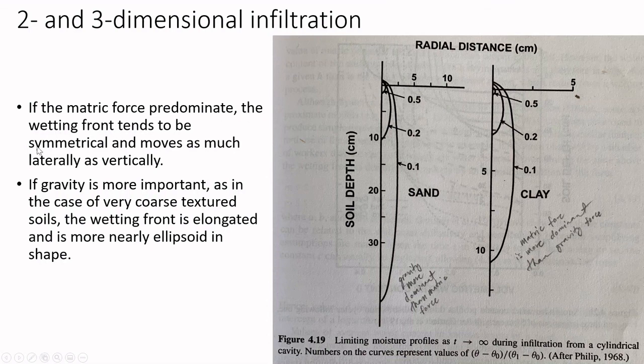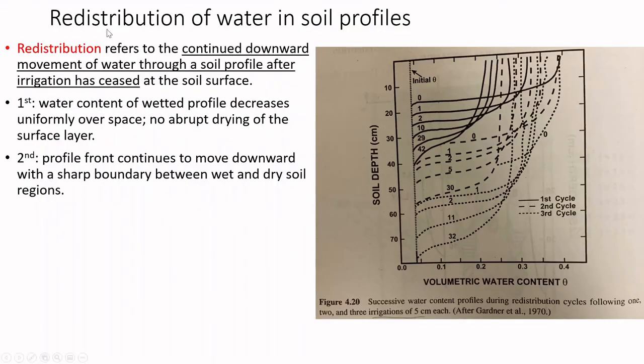So you can say that if the matric force predominates, the wetting front tends to be more symmetrical. So it means the water moves laterally and vertically almost the same amount, because matric force is more dominant in the clay. In the sand, gravity is more predominant. As a result, you have a more elongated flow deeper into the soil. The water flows deeper into the soil, so you have a shape of elongated flow of water.